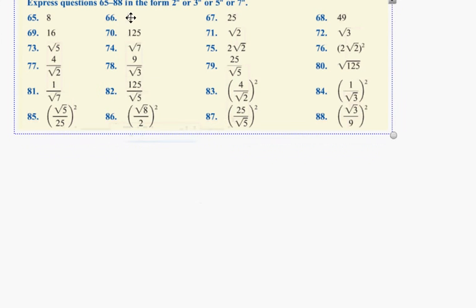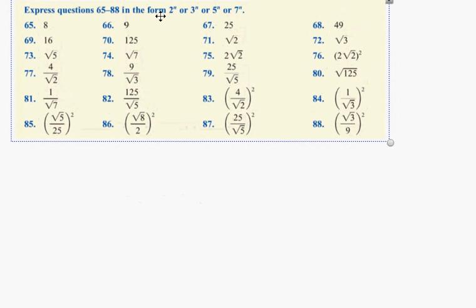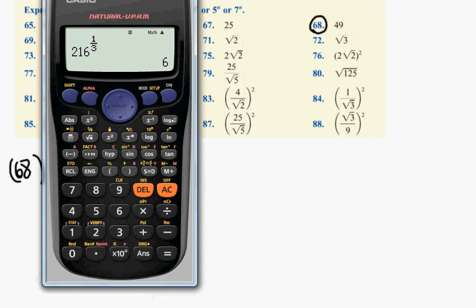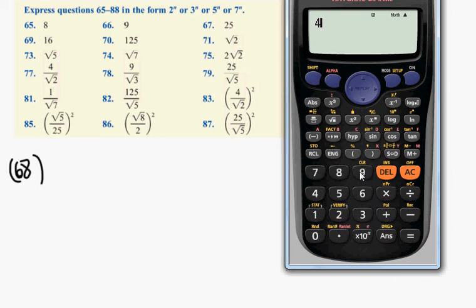So an example would be, express the following in the form 2 to the power of n, 3 to the power of n, or 5 to the power of n, or 7 to the power of n. So as an example, I'd go to question 68, and all I'm going to do with 68 is press 49 equals, then press shift, factorize. The answer is 7 squared.